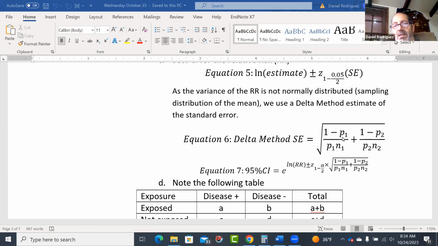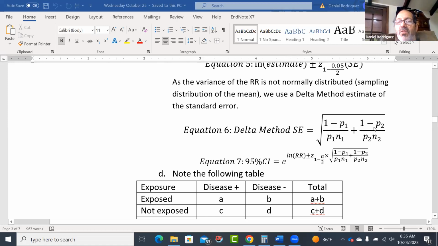P1 would be for whatever. Like in this case, we could say that's for the exposed, the probability among the exposed, and then P2 is the probability among those who are not exposed, and 1 is the sample among the exposed, and 2 is the sample among those who are not exposed. So you can think of it that way. By the way, 1 minus P1 is just the complement of P1, right? And I think I talked about that a little bit the other day. If not, whenever we do probabilities, the complement is 1 minus the probability.